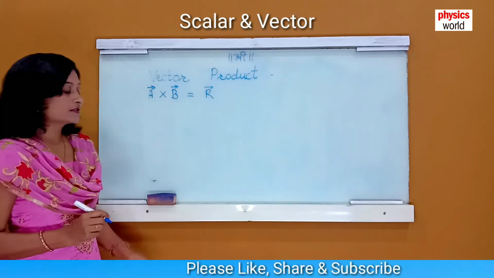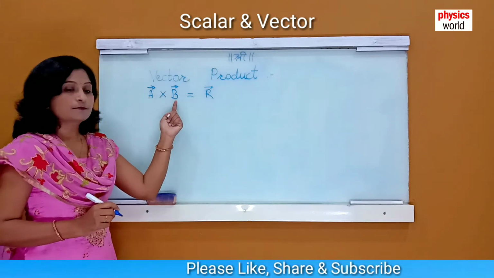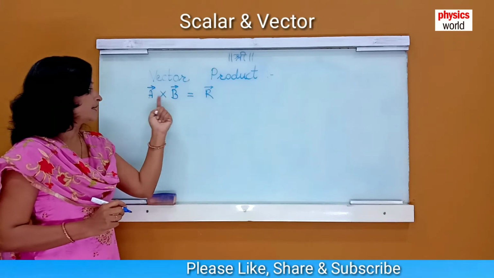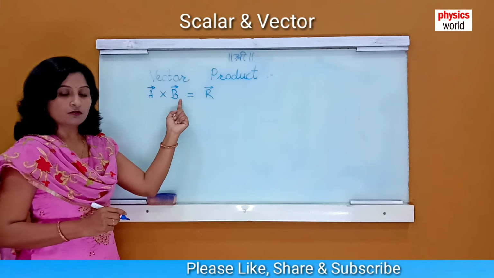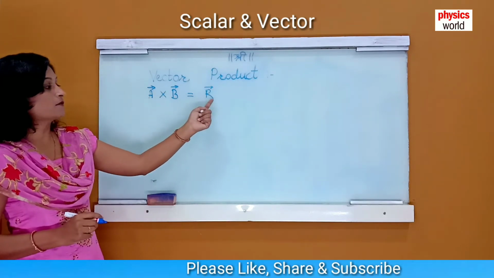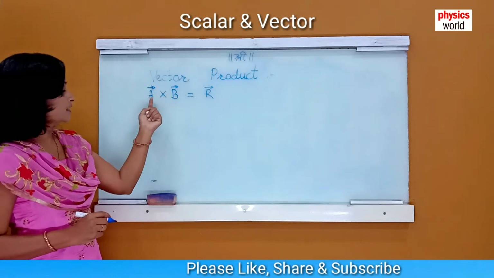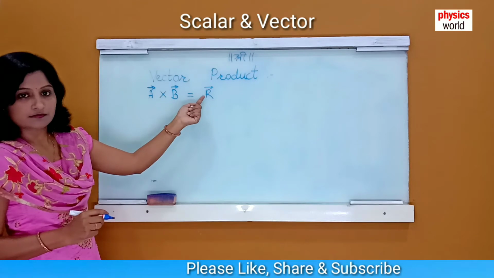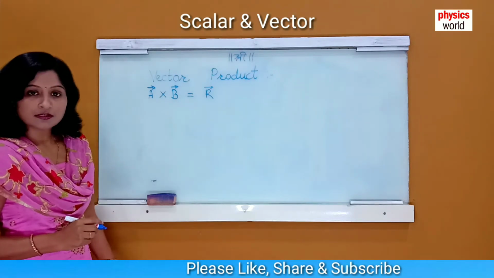So how to pronounce this? A cross B. A into B is wrong. A multiply with B is also wrong. So we have to pronounce it as A cross B is equal to R. So vector A cross vector B is equal to vector R. So the result will be a vector.